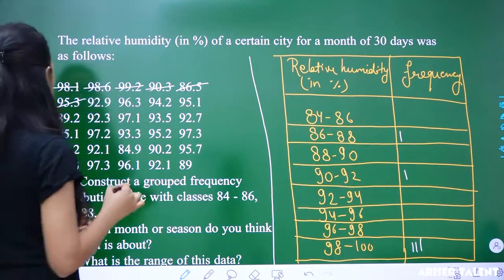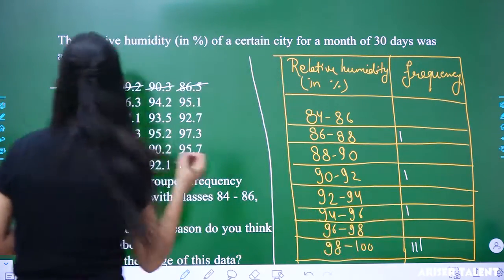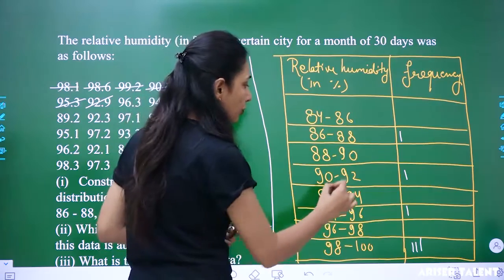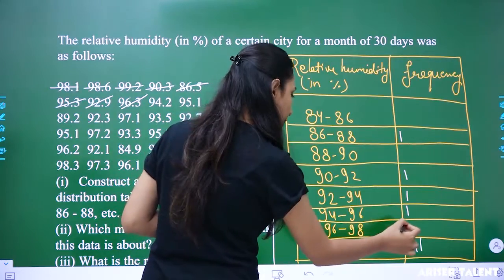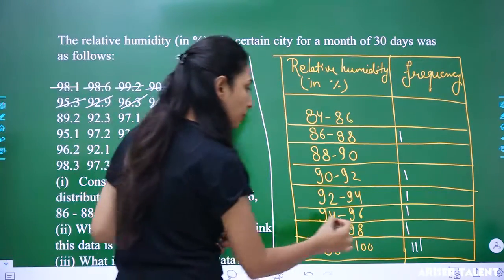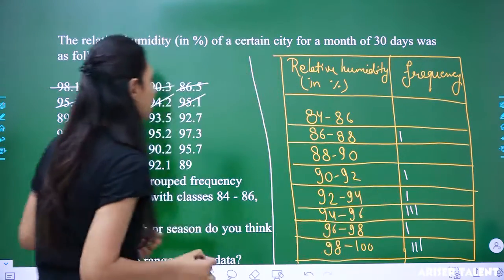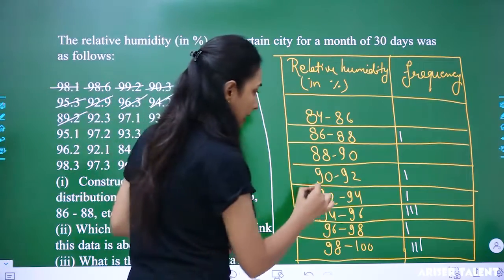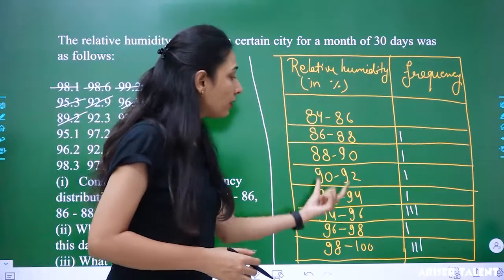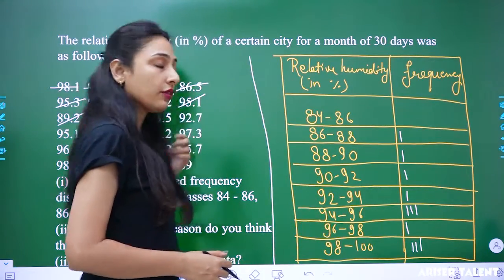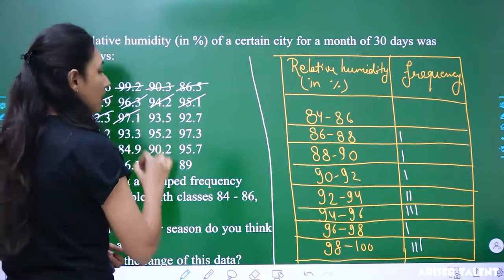Then 95.3, where will it go? Here. Then 92.9 will be here. Then 96.3. 94.2. 95.1 here. Then 89.2 here. You are just going to pick the number and find out what the range is for that one. So 92.3, then 97.1.